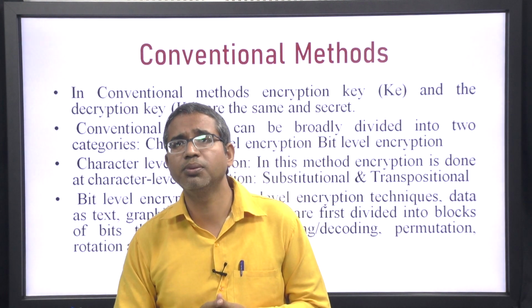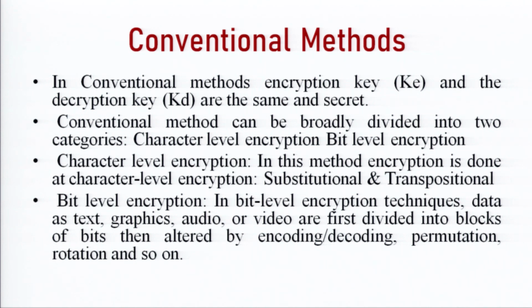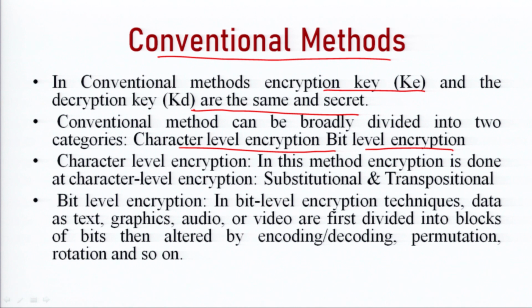So, there are two types of methods. In general, there are two types of method. One is conventional method and another one is public key method. So, in conventional method we will use encryption key and decryption key. The encryption key for encryption and the decryption key used for decrypting the message are the same and secret. So, conventional method can be broadly categorized into two categories, character level encryption and bit level encryption.